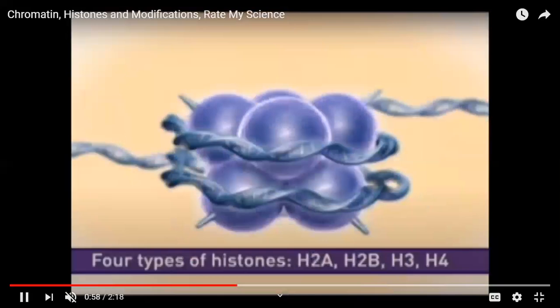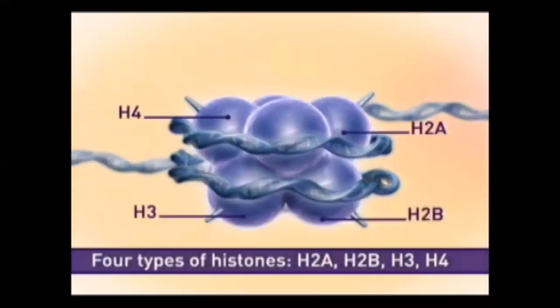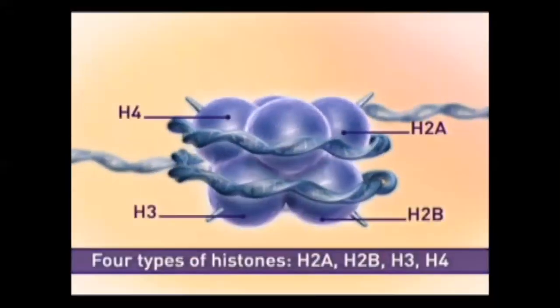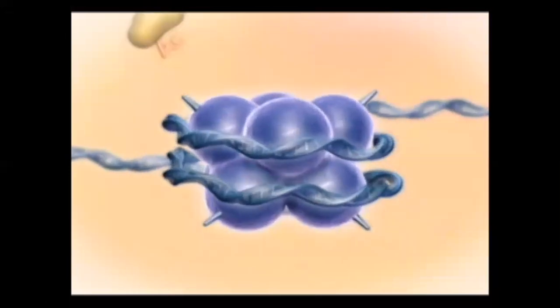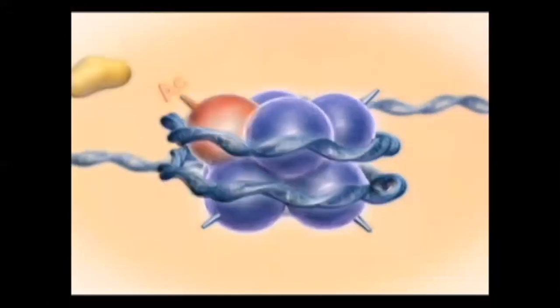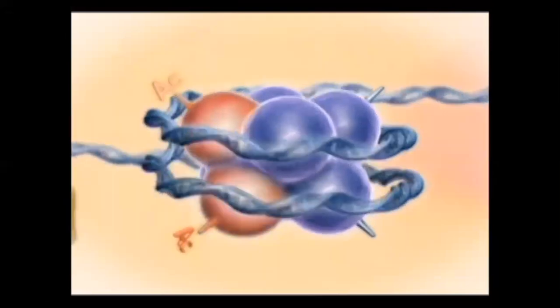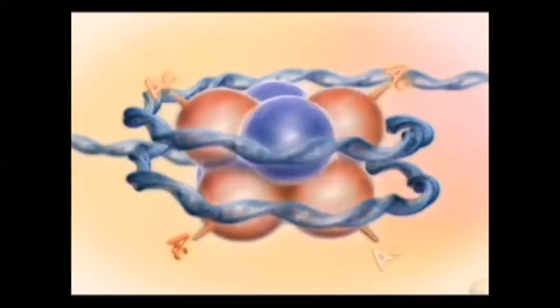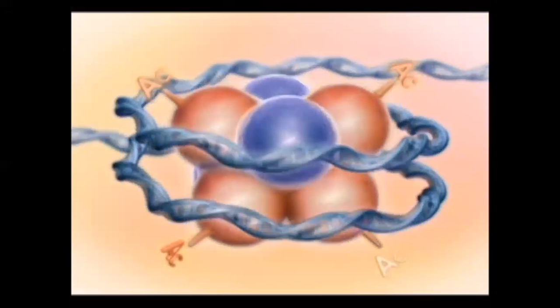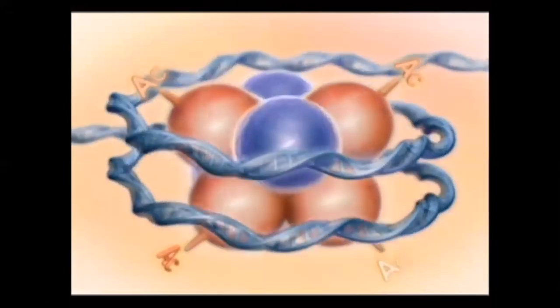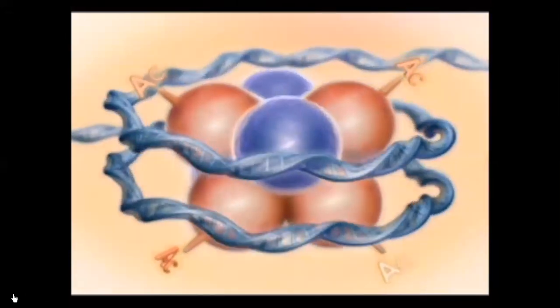There are enzymes that carry these chemical groups called acetyl groups, and they attach them to the tails of the histones, like that. And as they do this, the DNA loosens from around the histones. So now there's room for RNA polymerase to get there and start making some mRNA. See, it can get in there.